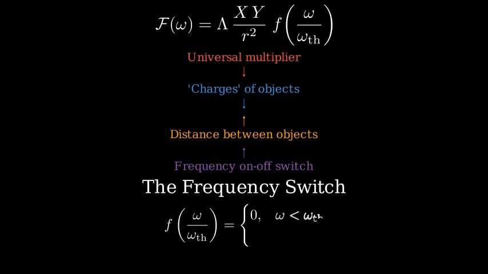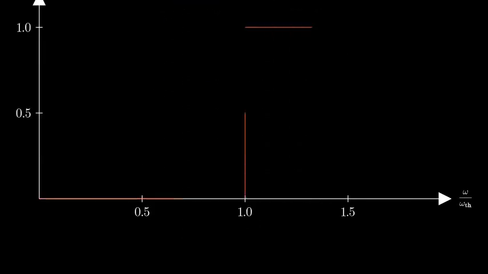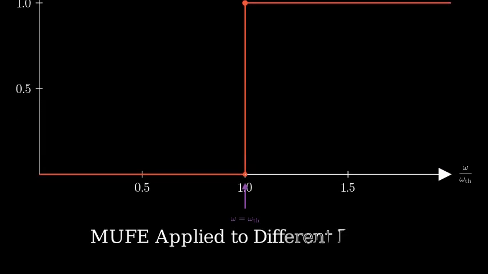It's actually very simple. Below a certain frequency threshold, the force equals 0. Above that threshold, the force is fully on. Visually, it looks like this, a simple step function that turns on at a specific frequency. Now, let's see how this unified formula works for different forces.